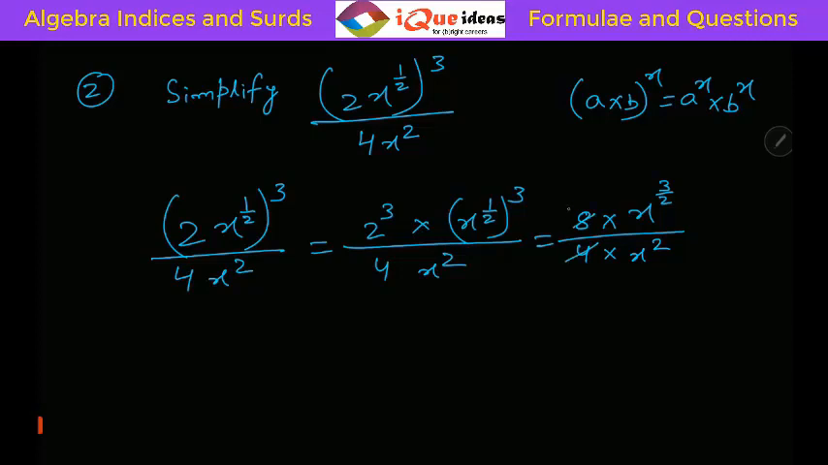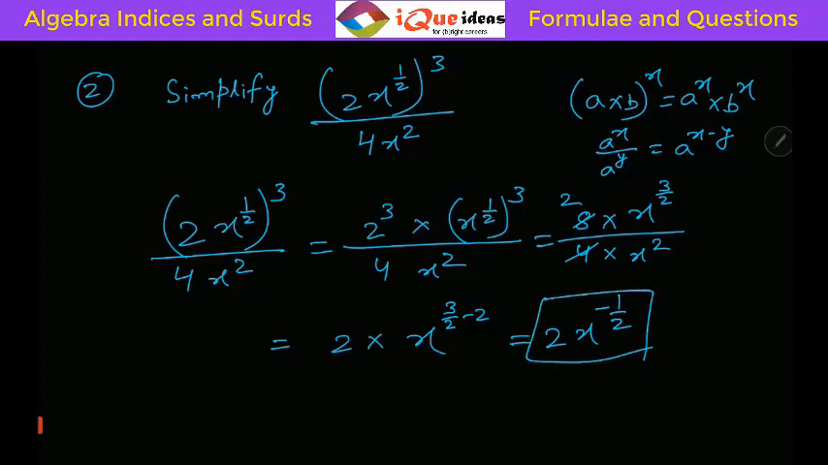Now 4 cancels 8 two times, so we have 2 into x to the power 3 by 2 minus 2. The powers get subtracted because we have a to the power x upon a to the power y, it will be a to the power x minus y. So this becomes 2 into x to the power minus 1 by 2.